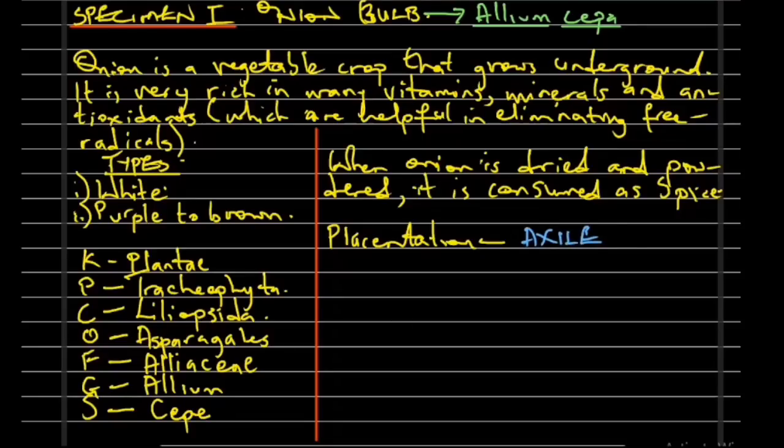Placentation in this particular crop is axial. That is what we have the placentation to be. So that is about the onion that we need to know.